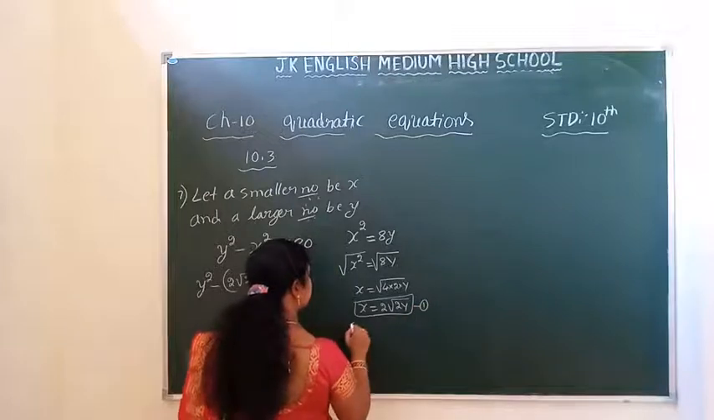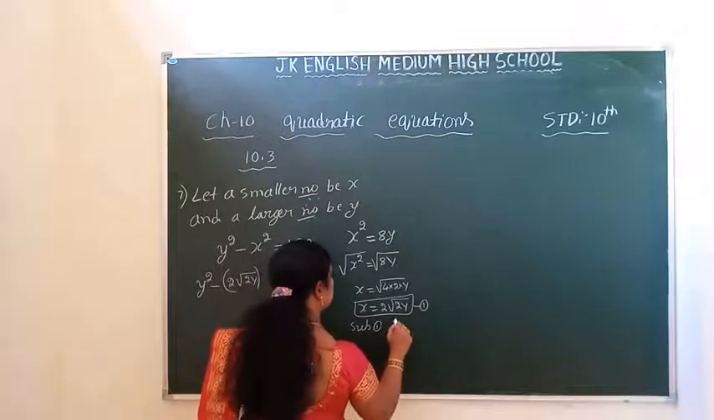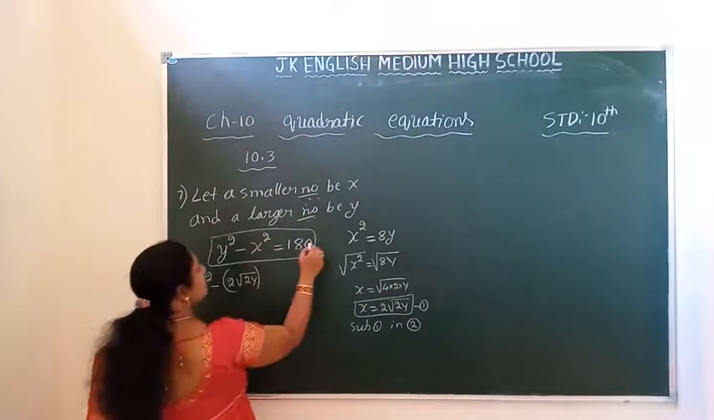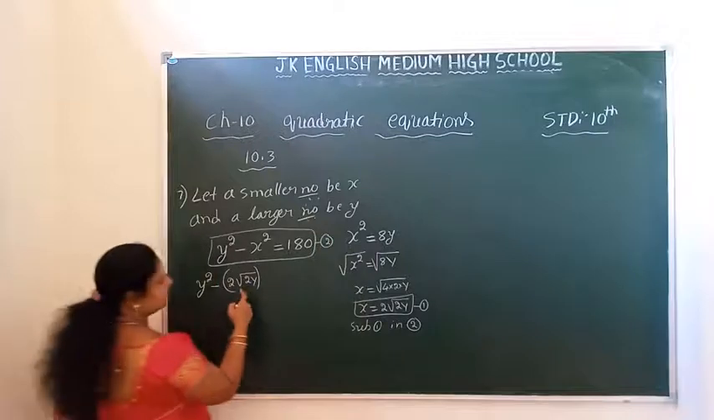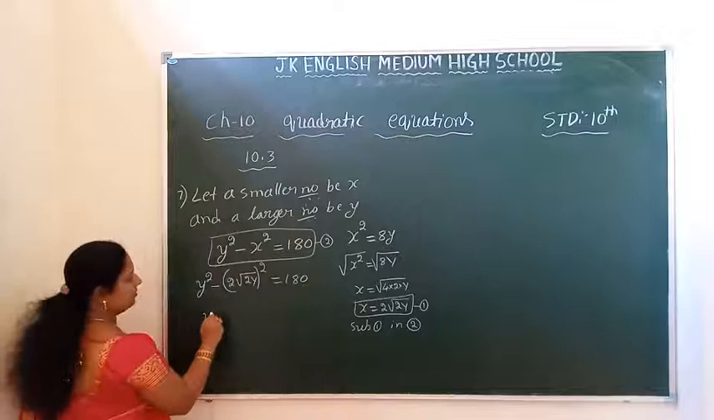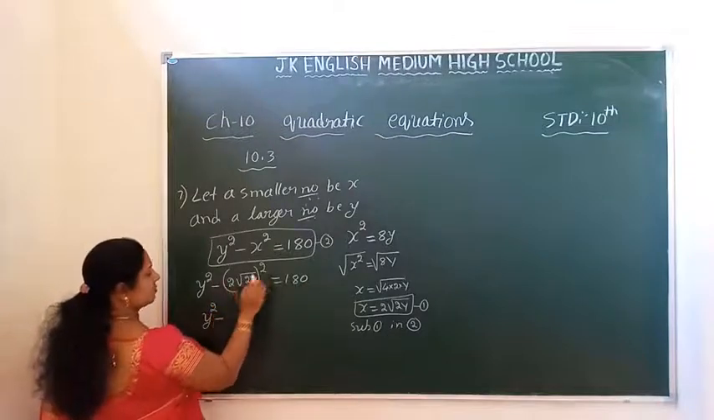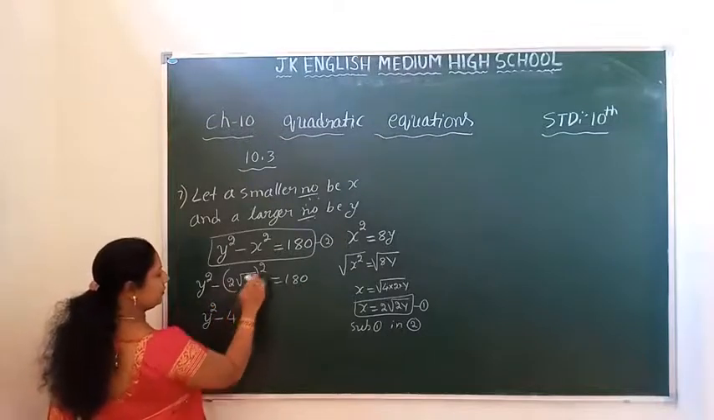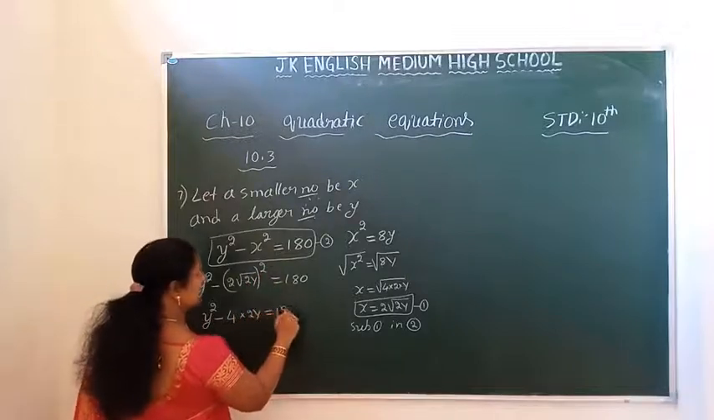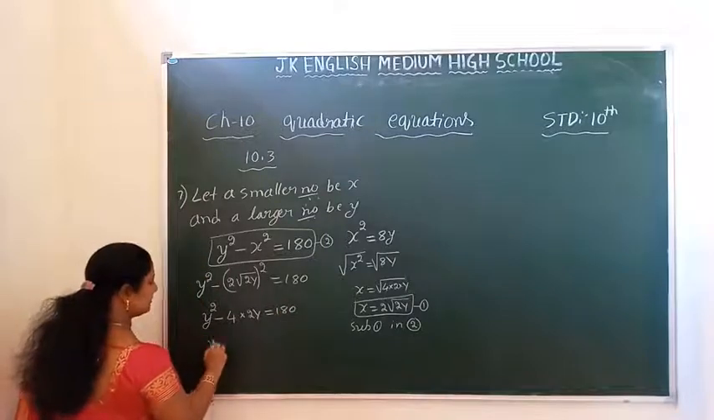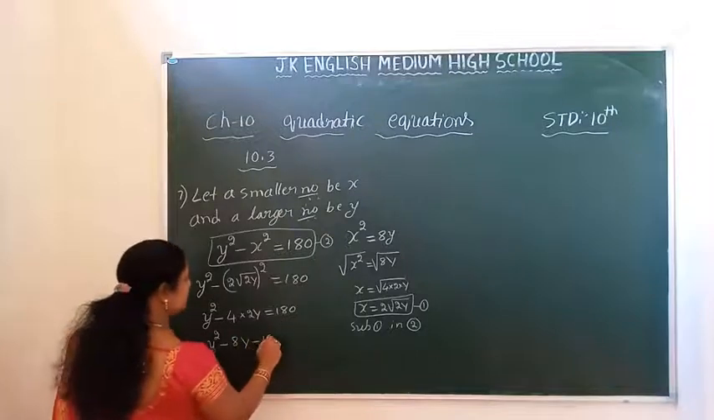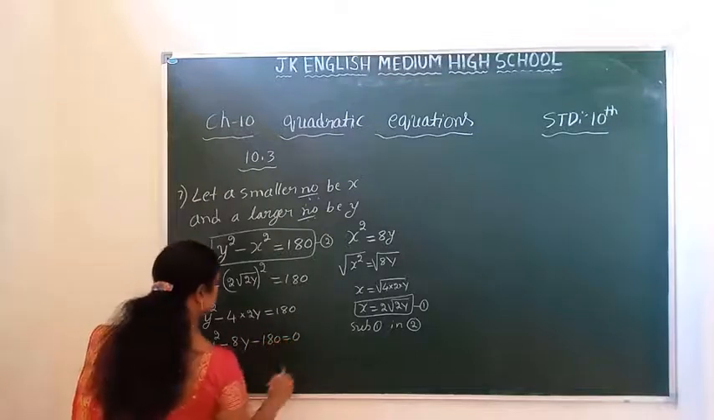Substitute 1 in 2. You call this equation number 2. I am substituting in 2, then simplify. y square minus 2 square is 4, root 2 squared cancels, then it becomes 8y is equal to 180. Then arrange the terms: y square minus 8y minus 180 is equal to 0.